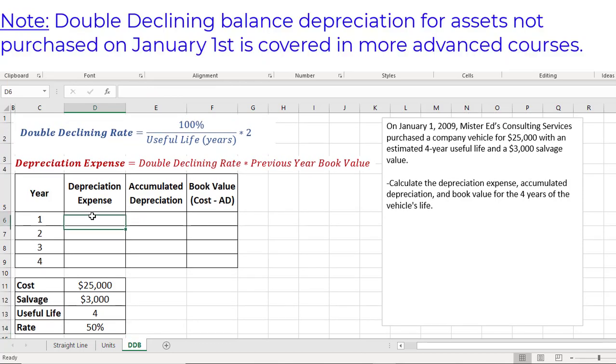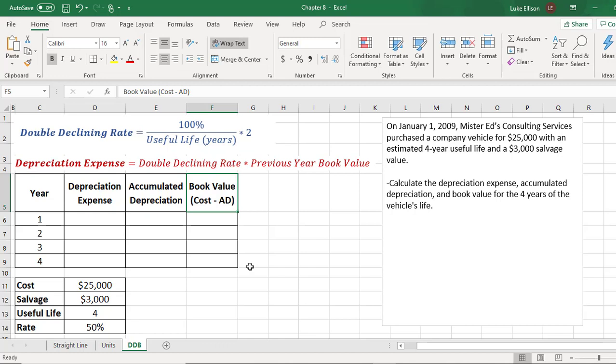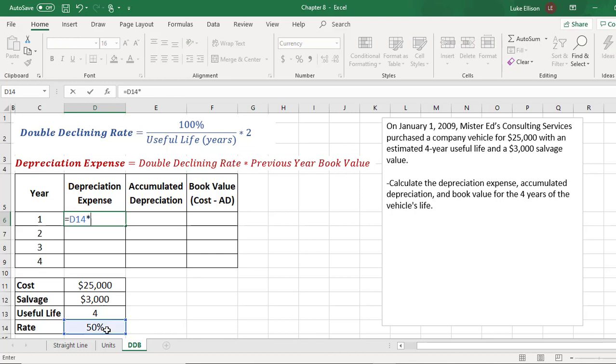Now to find the depreciation expense, we have to take that 50% and multiply it by the previous year's book value. Now in year 1, the previous year's book value can be found by taking the cost minus accumulated depreciation. But remember, we've just gotten this asset and we haven't even recorded any depreciation yet, meaning the accumulated depreciation is going to be 0. So the book value in year 0 is just going to be the cost. So we can take the double declining rate of 50% and simply multiply it by the cost. You should always be able to do that for double declining balance. The first year depreciation expense is really just the double declining rate multiplied by the cost.